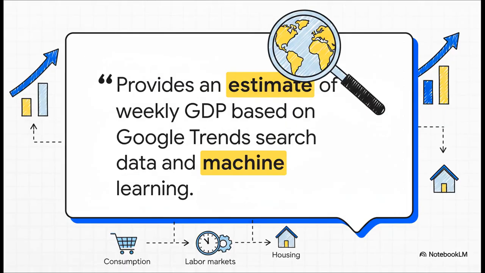This is absolutely huge. The Organization for Economic Cooperation and Development, the OECD, literally uses Trends data to help estimate weekly economic activity. And why? Well, because when people search for things like jobs or mortgages, it's not just a random query. It reflects real-time consumer intent, and that makes this data an incredibly powerful early signal for economic shifts.